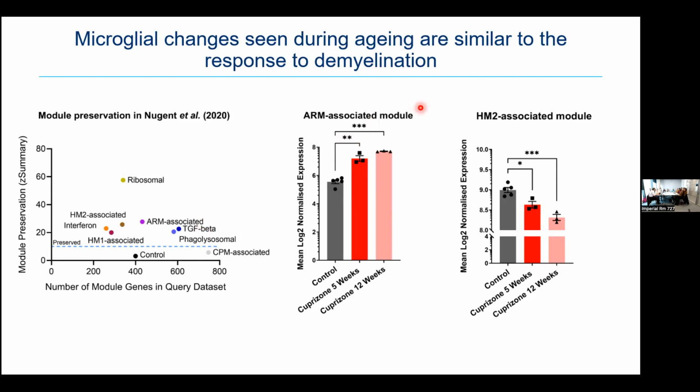And so we'll quickly look at two examples here. This was the amyloid responsive network. It increased with aging, and here it's increasing with demyelination. And the homeostatic module, which was associated with variants associated with longevity, was decreasing with aging, and here it's decreasing with demyelination, so basically going in the same direction.